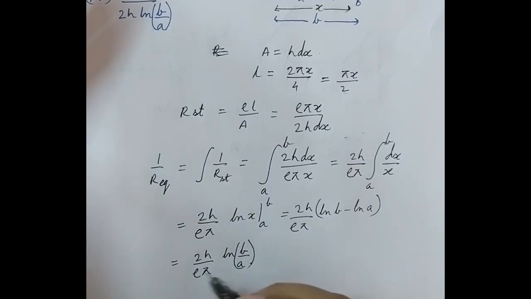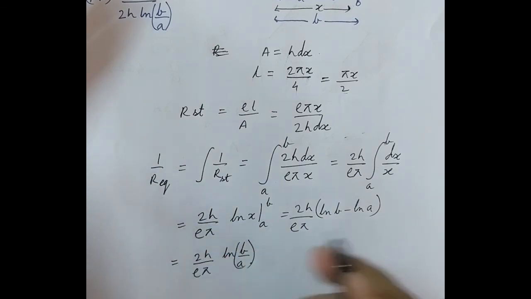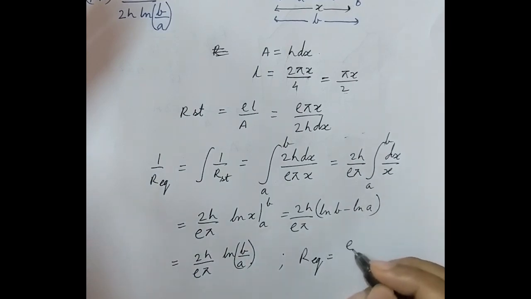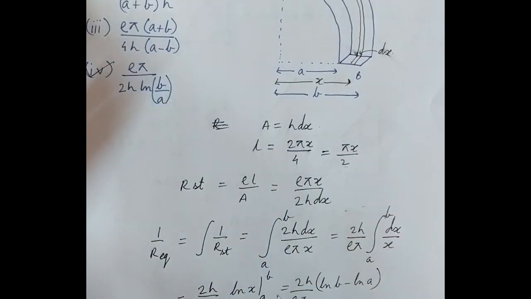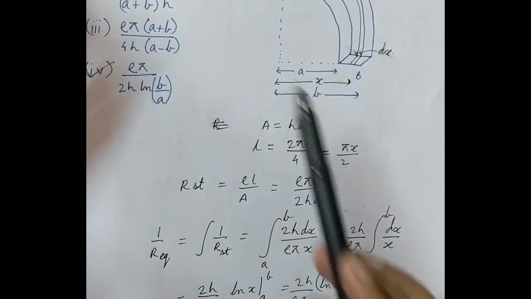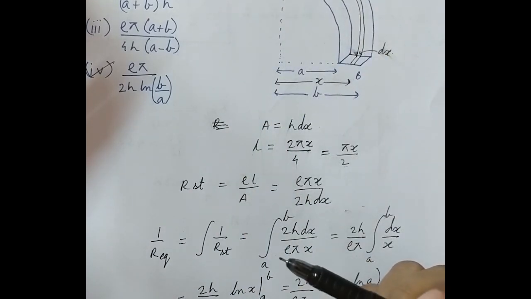But the thing to notice here is this is the reciprocal of the equivalent resistance. So to find the actual equivalent resistance, we just need to turn this over. So we get that R equivalent, the equivalent resistance, is rho pi divided by 2h ln of b by a. That is our fourth option. So these questions are very important for JEE, especially these variable combinations and learning how to use integration.